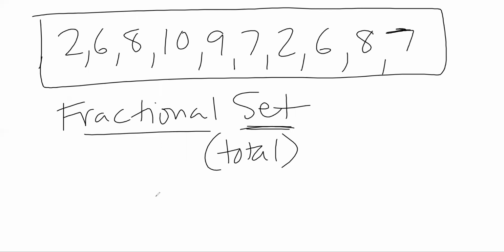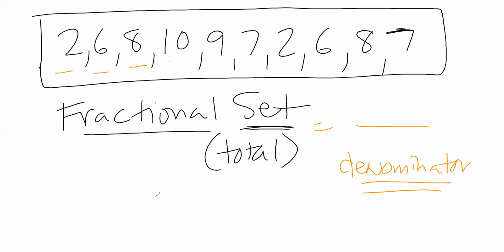So let's just start by finding our denominator, because we'll do that before we even know the question, right? The denominator is the total number of pieces in our set. In this case, my set is numbers. It's not shapes or colors or anything. It's just numbers. So let's look at how many numbers there are. There's 1, 2, 3, 4, 5, 6, 7, 8, 9, 10. So my denominator is 10, right? That's the total of it. That's my set.